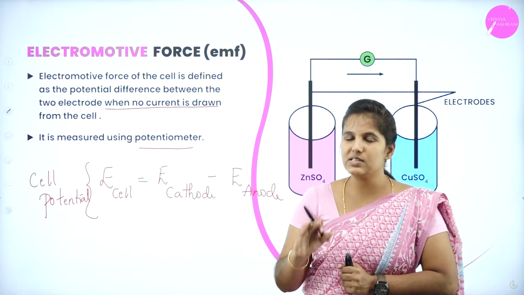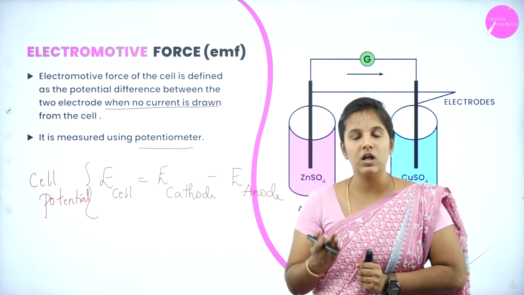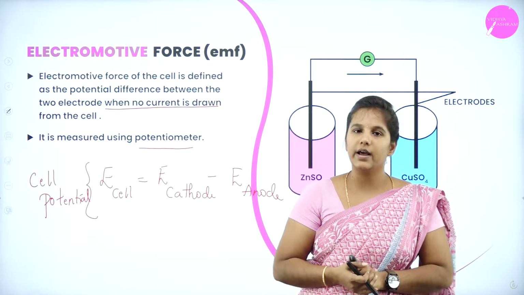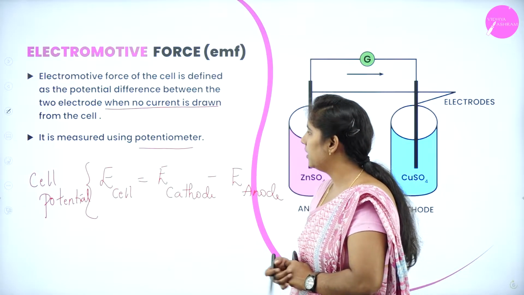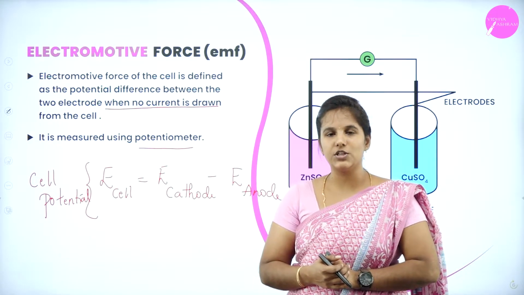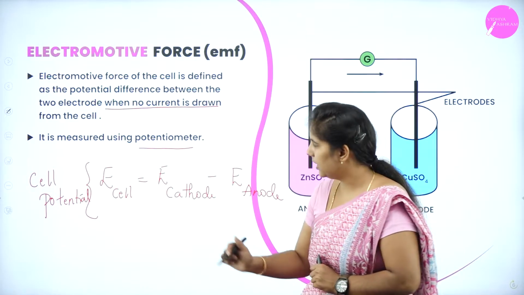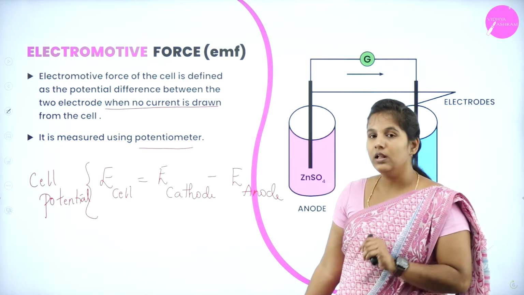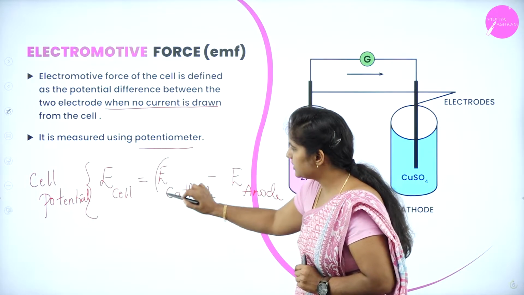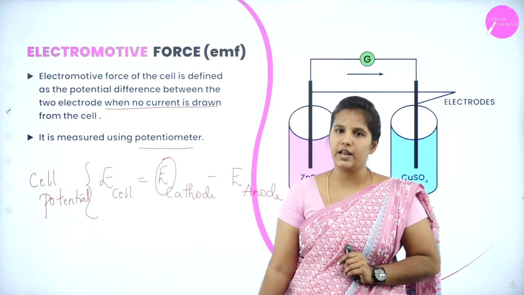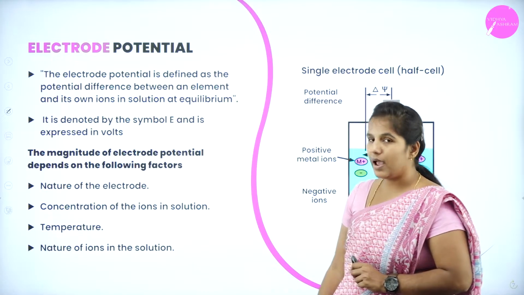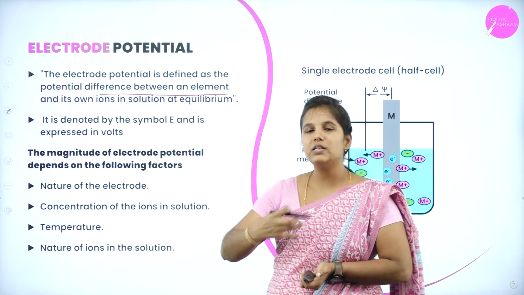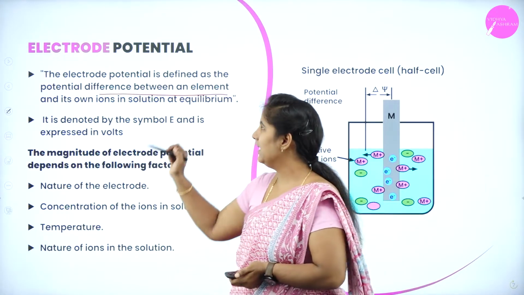Remember, there is a difference between the EMF and the cell potential. The EMF is the potential difference between the two electrodes when no current is drawn from the cell, whereas the cell potential is obtained by considering the electrode potential of the cathode minus the electrode potential of the anode. Now let us discuss the electrode potential of a cathode and anode. It is obtained by measuring the potential difference between an element and its own metal ion at equilibrium.